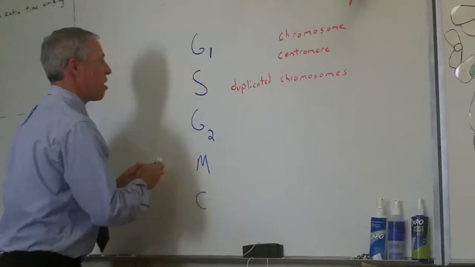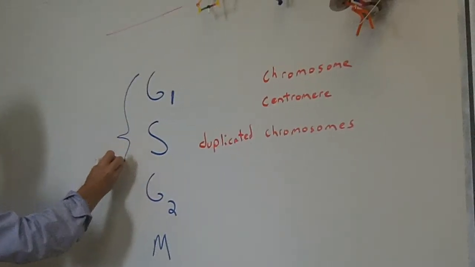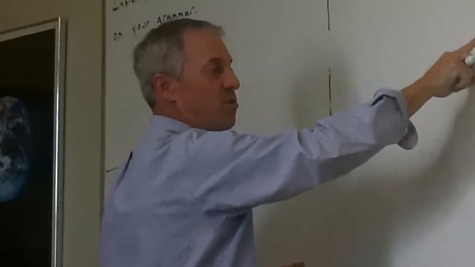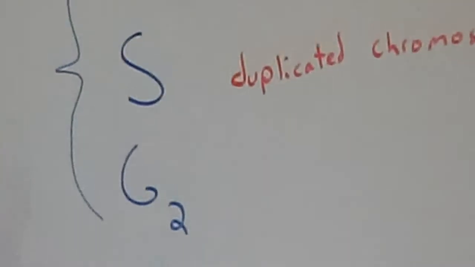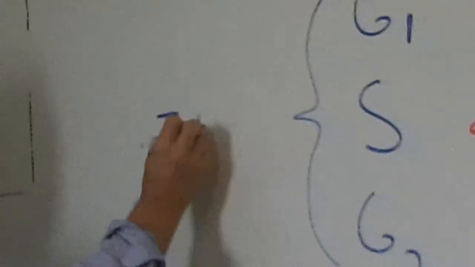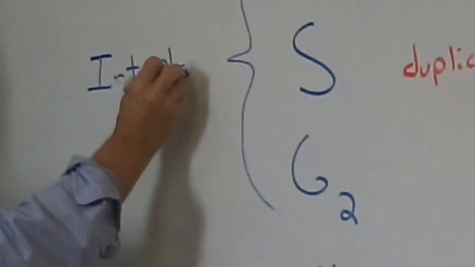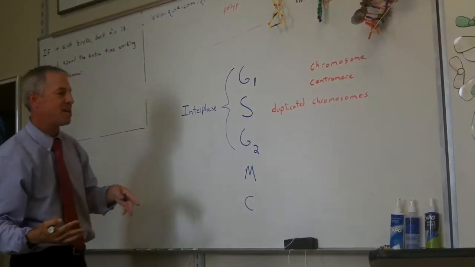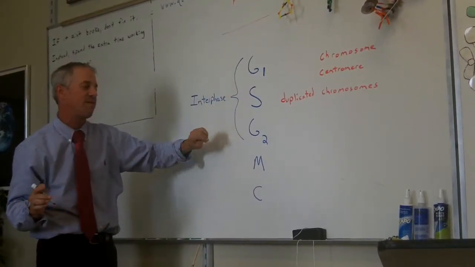This portion here is called interphase. Do y'all remember this? I love drawing those, by the way. Part of the reason I became a teacher was to draw those, because I like drawing them. This is called interphase. Interphase is G1, S, and G2, and that's when the cell's getting ready to divide, but it hasn't divided yet.